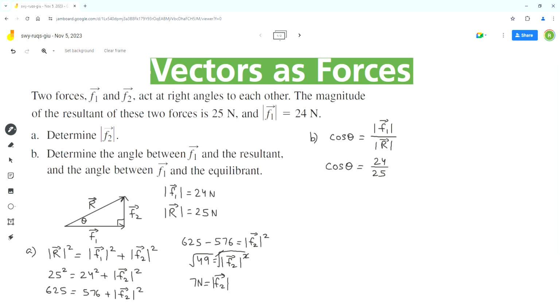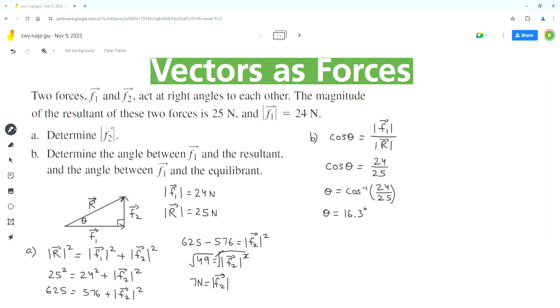Now we can do the inverse of cos. So now we can evaluate this expression. So I got almost 16.3 degrees. So this should be the final answer for the first part.